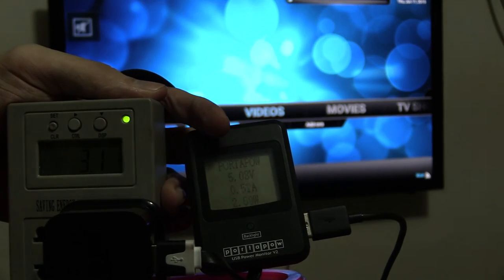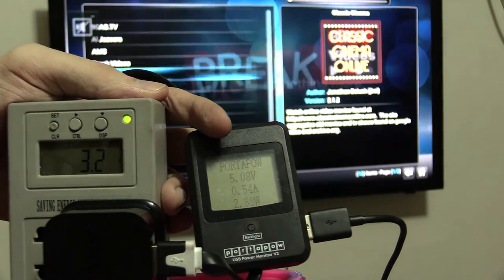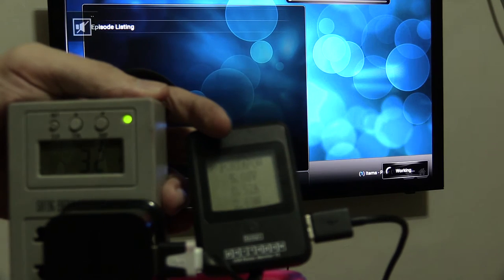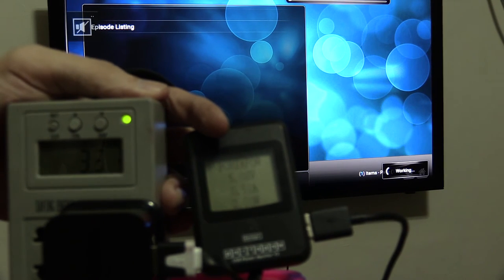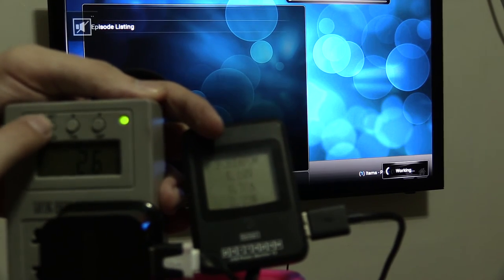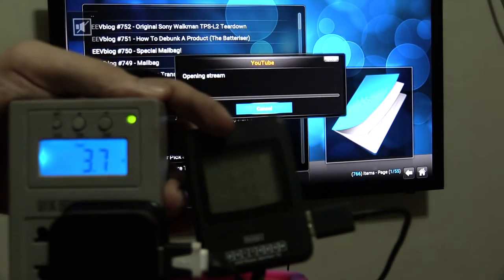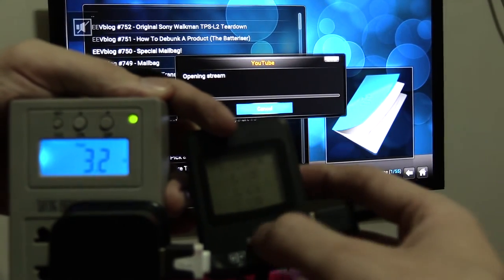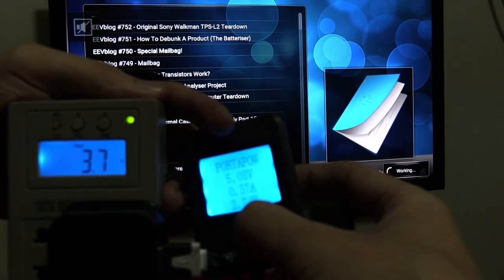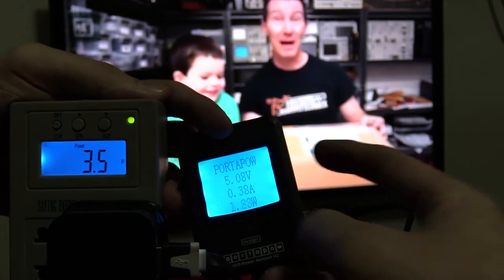So let's try and stream a video from YouTube and see if that makes any difference. Maybe having the wireless radio will increase the power consumption. 720 or 360? We'll see. It's a shame there's no way to keep this PortaPow backlight turned on. I've muted the TV, by the way.